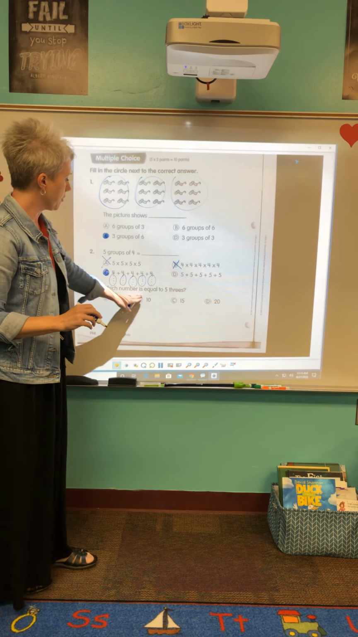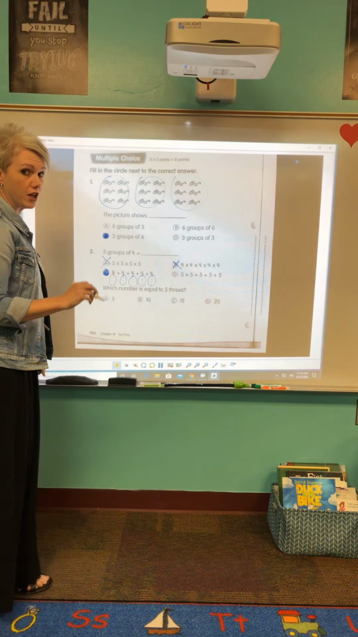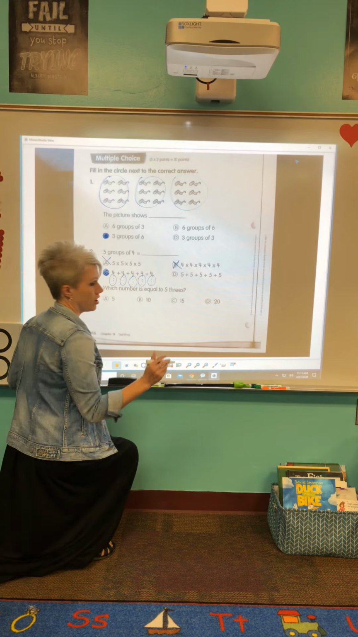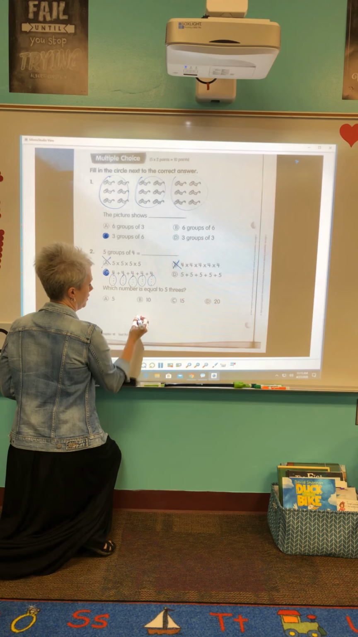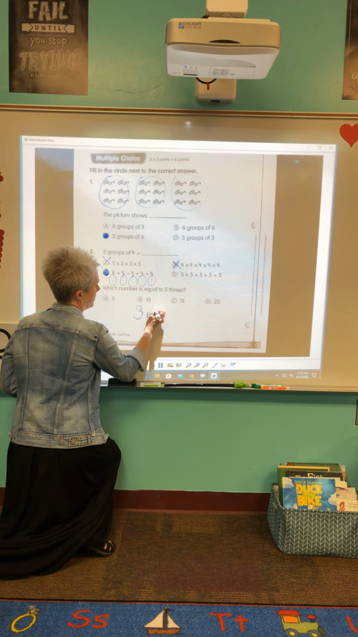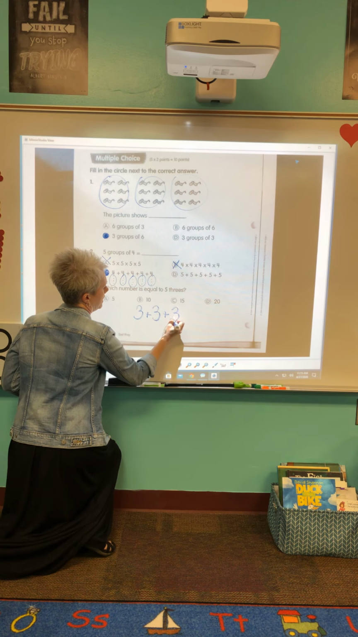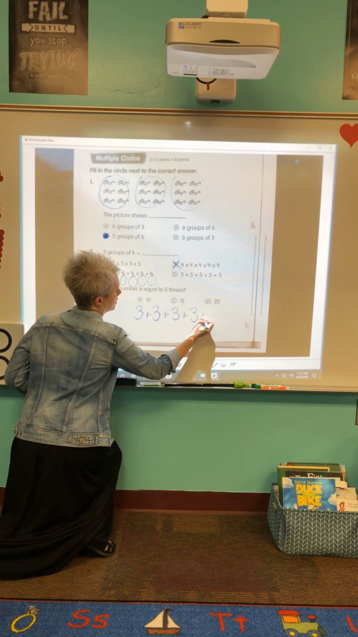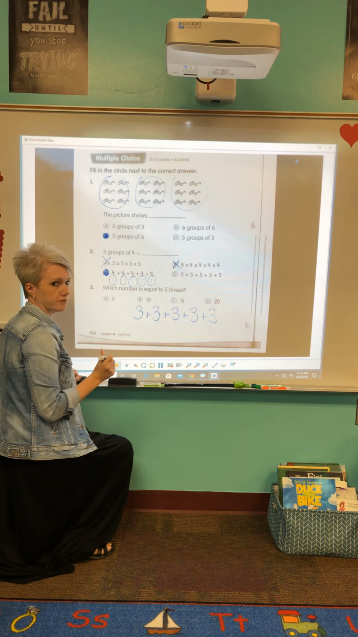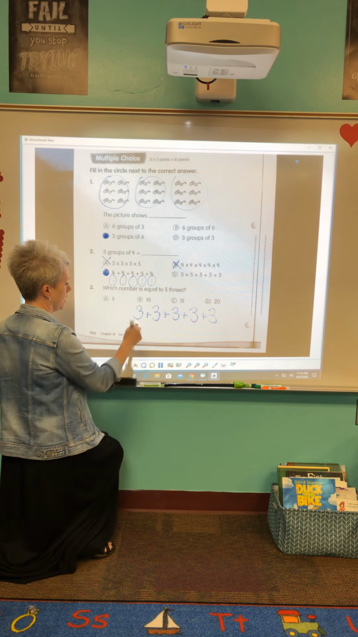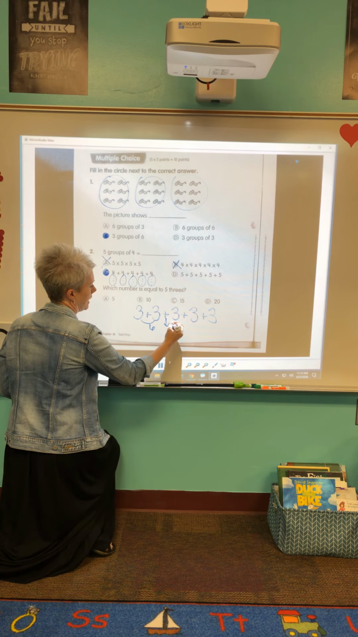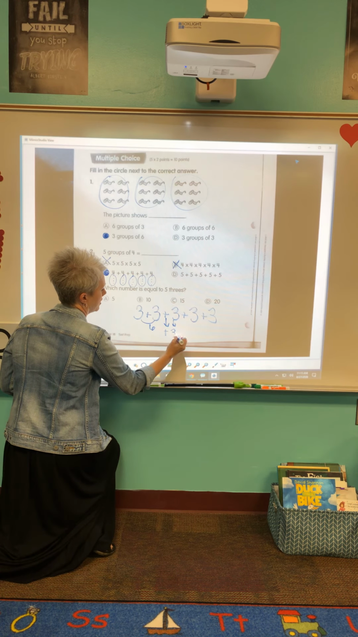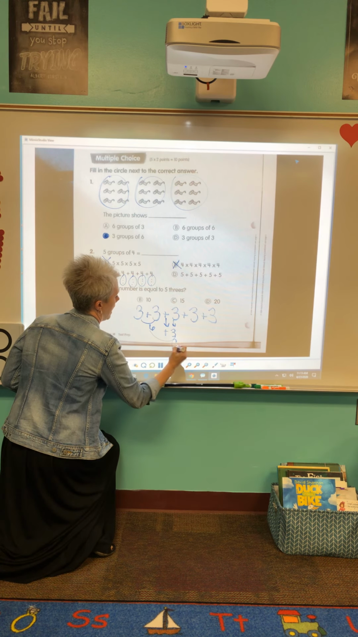Alright, which number is equal to 5 3s? So I'm going to write 5 3s. 5 3s. 1, 2, 3, 4, 5. Now I'm just going to add it up. 3 plus 3 is 6. Bring this down. Plus 3 is 9.